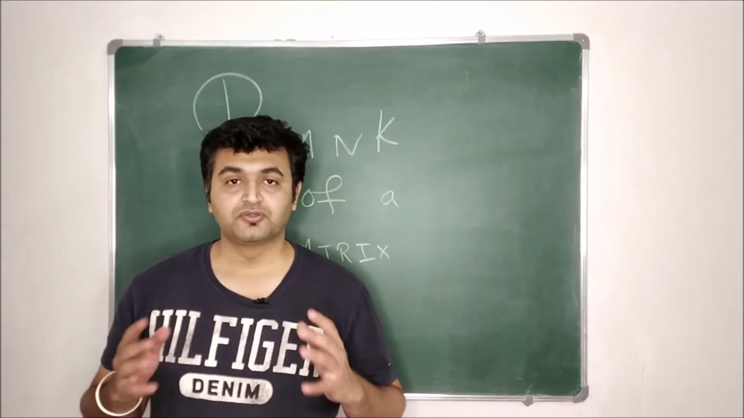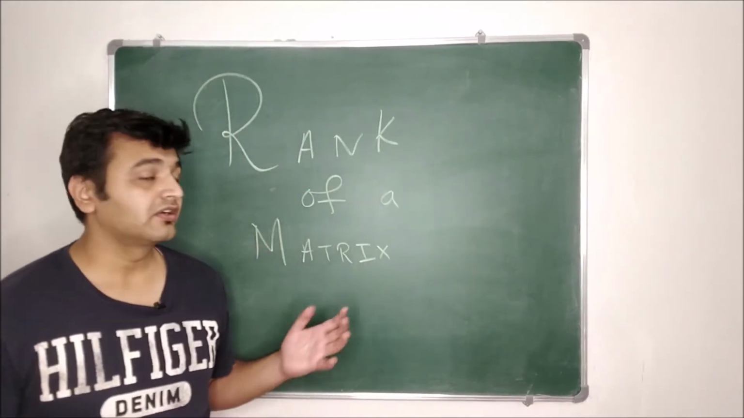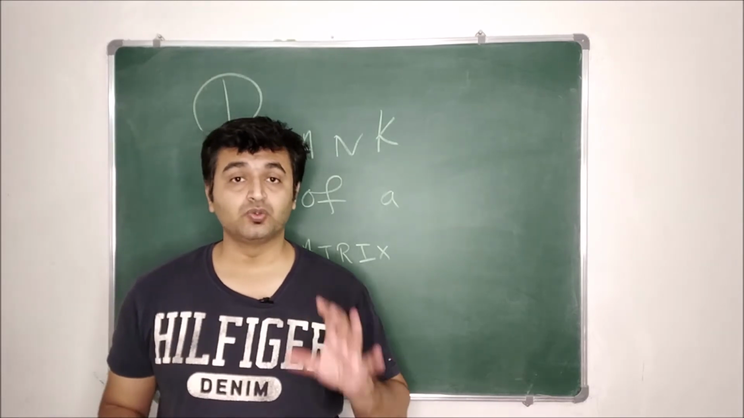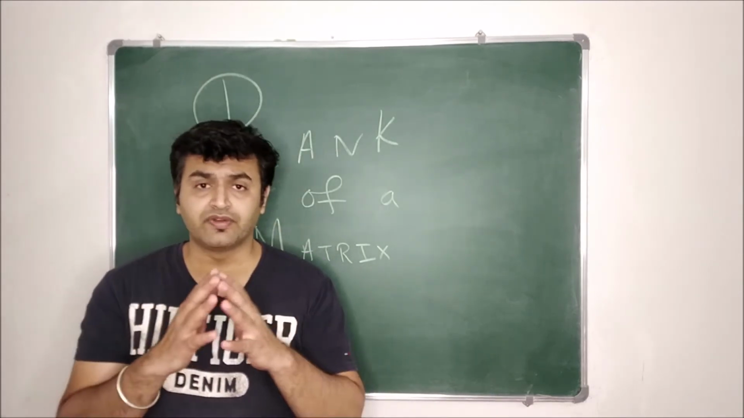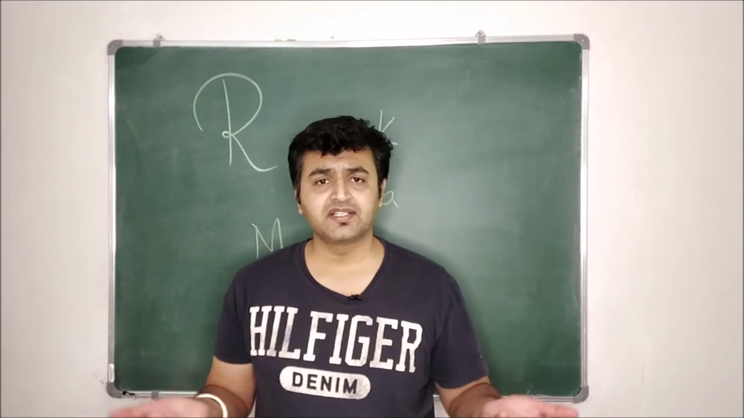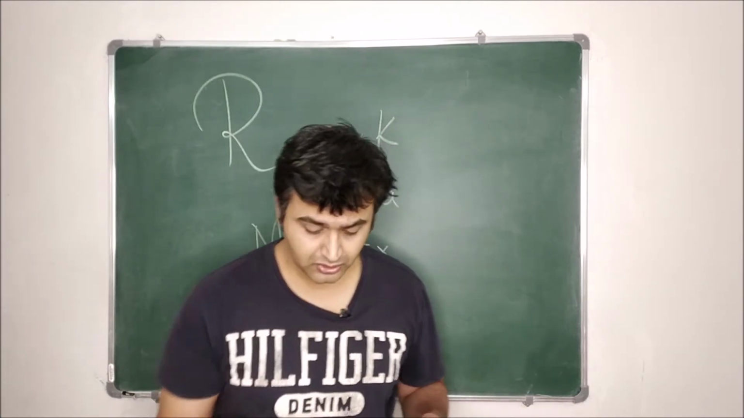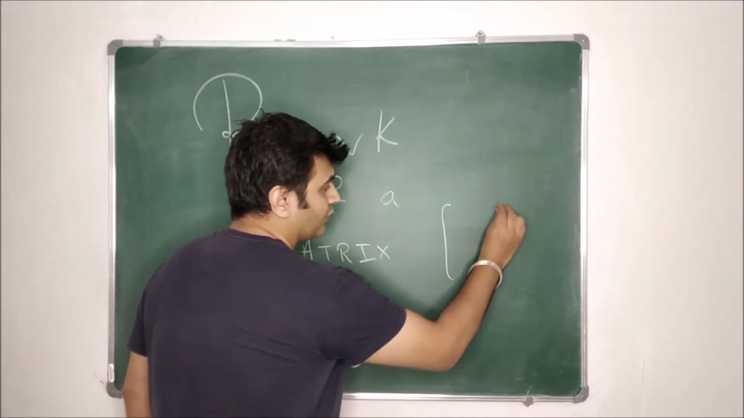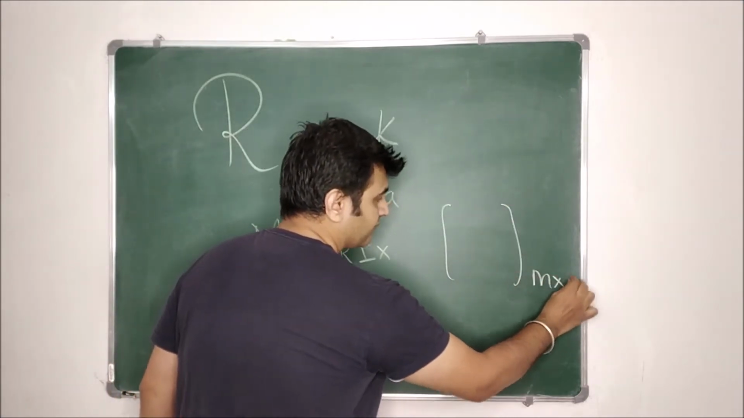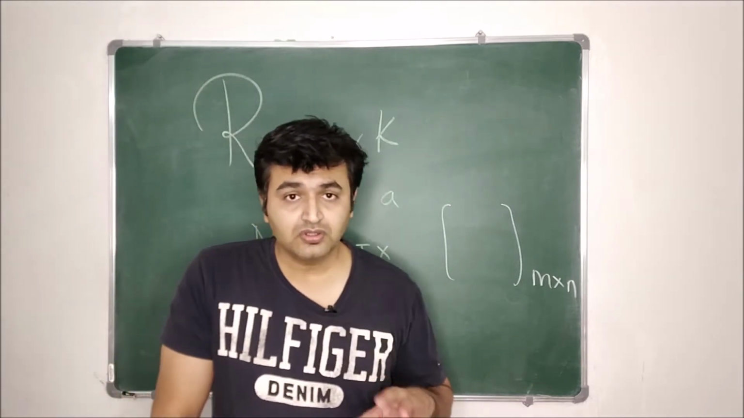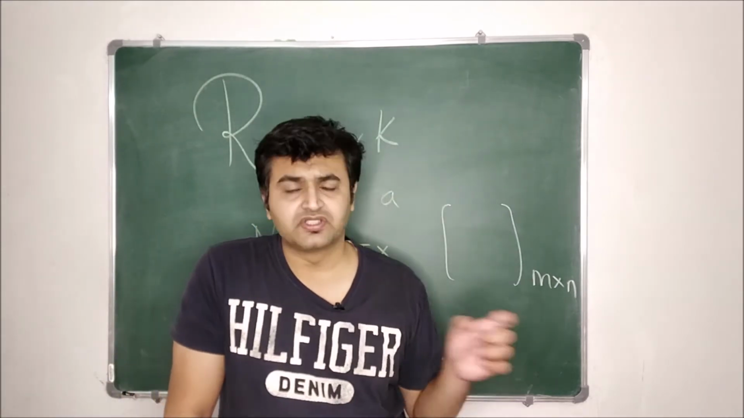Hey everyone, today we are going to talk about the rank of a matrix, one of the very important numbers associated to a matrix. Whenever you have a matrix, what is a matrix? It consists of rows and columns. Suppose you have a matrix of order m cross n, that means m rows and n columns. Now let's first concentrate on rows.